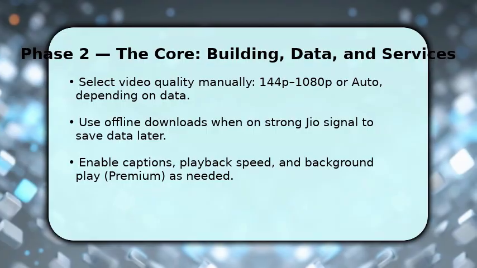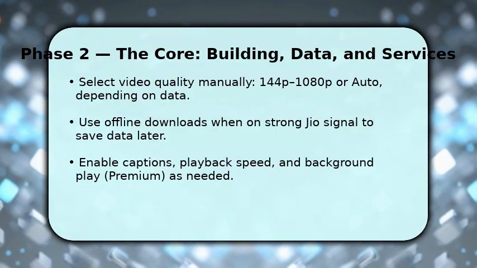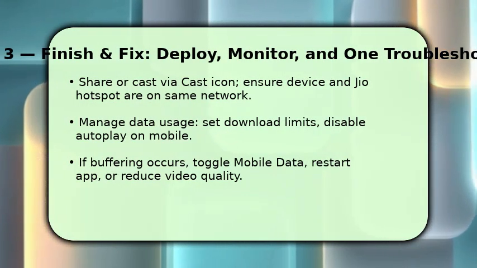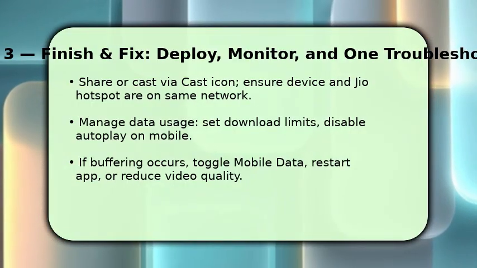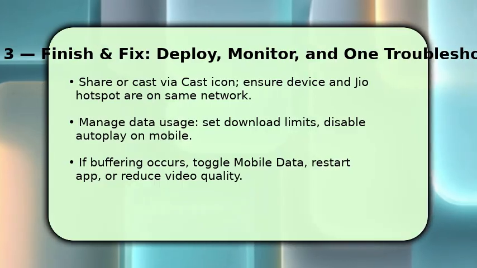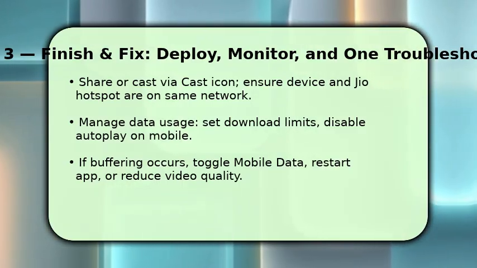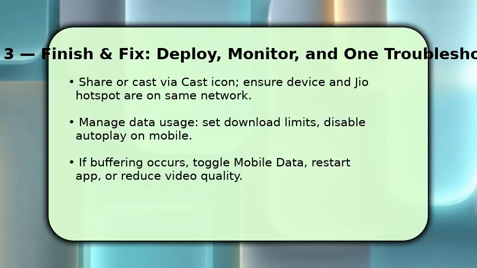To finish, share links or cast to a TV using the cast icon. Confirm your TV or dongle and phone are on the same Jio network. Review settings. Disable autoplay, set download quality limits, and clear watch history if recommendations are off.